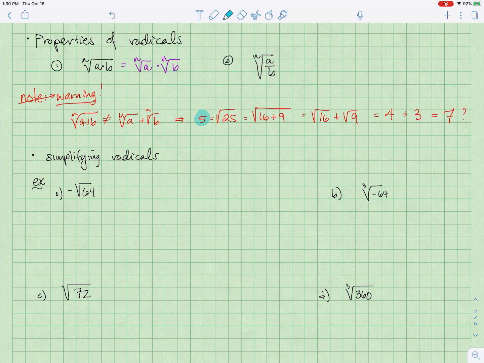Is 5 equal to 7? And the answer there is no, they're not. So what happened? It happened right here. You cannot break up the radical across addition. So be careful. You can do it with multiplication, and it turns out you can do it up here with division as well. That is to say, if you're going to take the nth root of a fraction, you can do the nth root of the numerator over the nth root of the denominator.